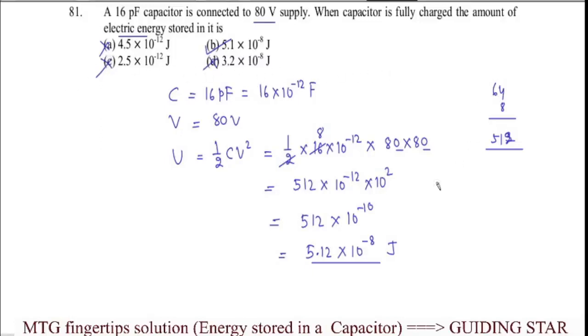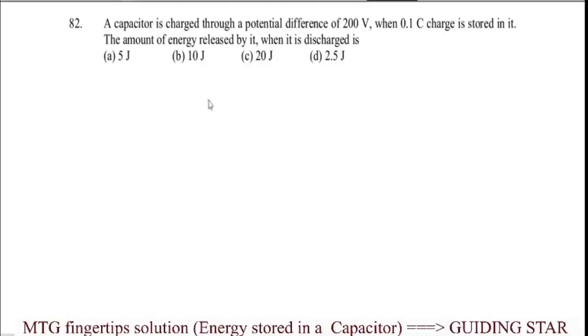So finally option B will be the correct one. In this question, a capacitor is charged through a potential difference of 200 volt. When 0.1 coulomb charge is stored in it, what is the amount of energy released by it when it is discharged?